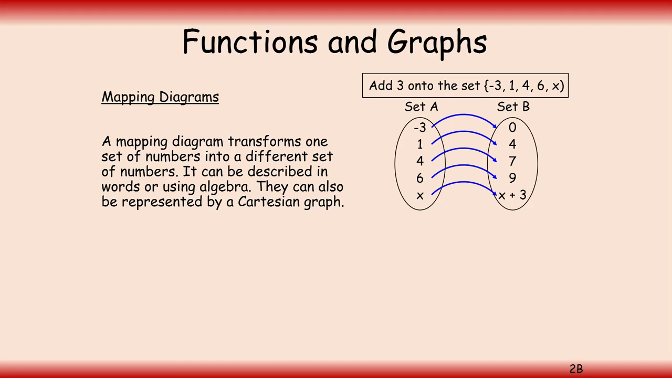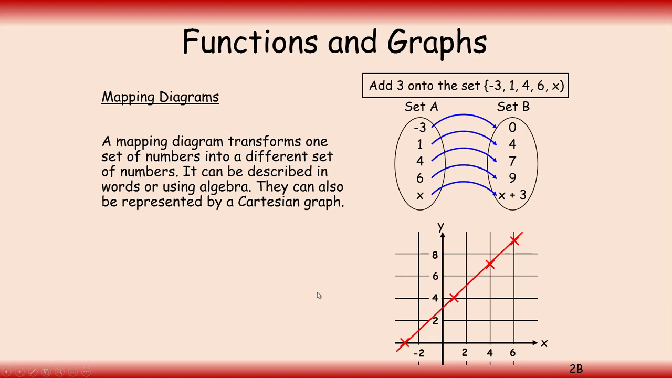So you're used to doing this. This is something you would have done with functions in primary school, and we do this all the time, where we take a set of values x and then we map them to a range of values y. The values we put in set A map to the corresponding values over here. So -3 becomes 0, 1 becomes 4, 4 becomes 7, 6 becomes 9 and so on. So they've mapped from here to there.